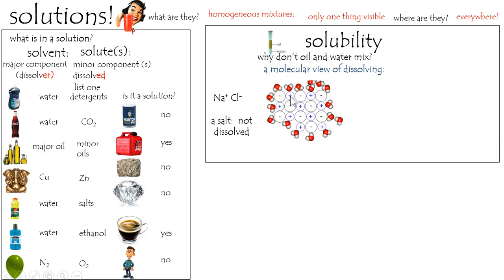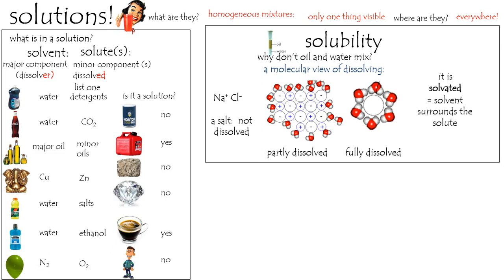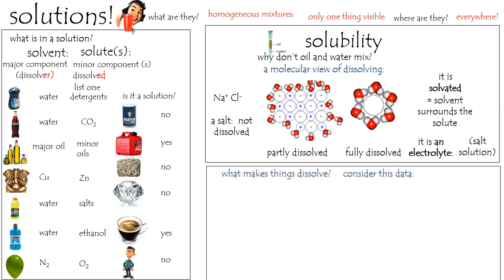It will be attracted to the cations, and it's beginning to surround the solute, ripping it apart. Eventually, you will have the point where it's fully solvated, fully dissolved, and the solvent is surrounding the solute. This particular situation is the formation of an electrolyte, a salt solution. Other things dissolve as well besides salts. These examples should provide ample evidence of that.